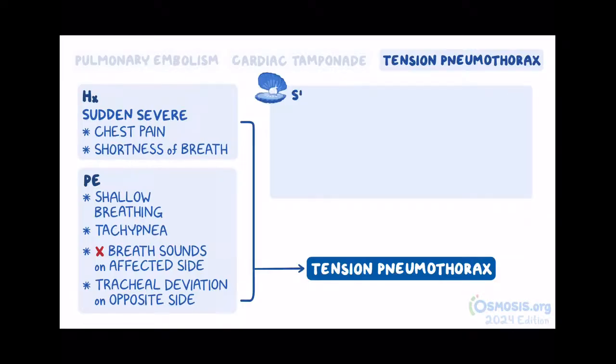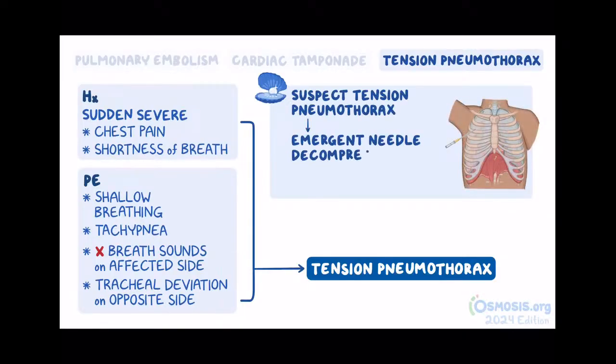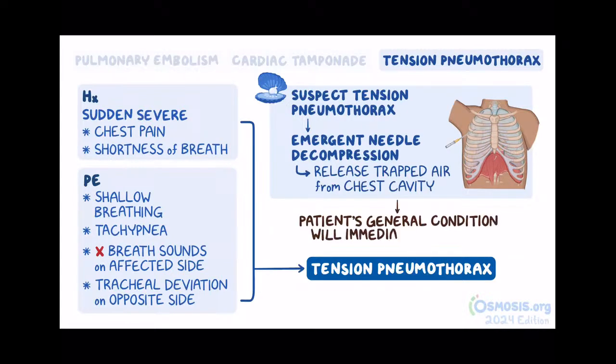Here's a clinical pearl. If you suspect tension pneumothorax, proceed with emergent needle decompression to release trapped air from the chest cavity. Once released, the patient's general condition will immediately improve. This confirms the diagnosis of tension pneumothorax.